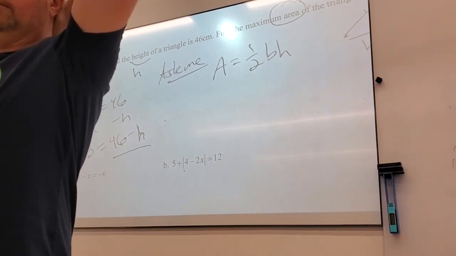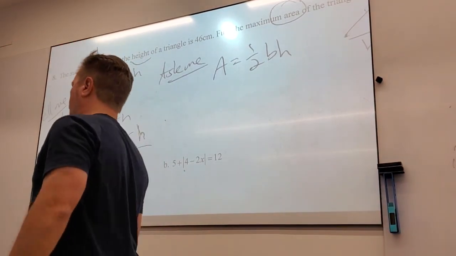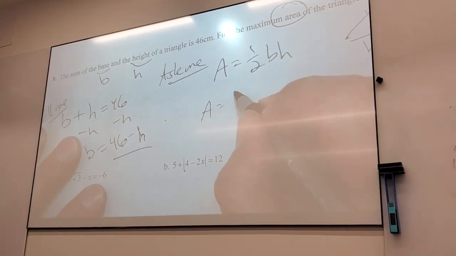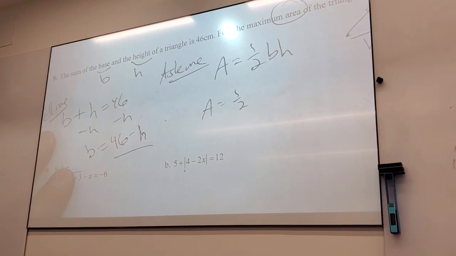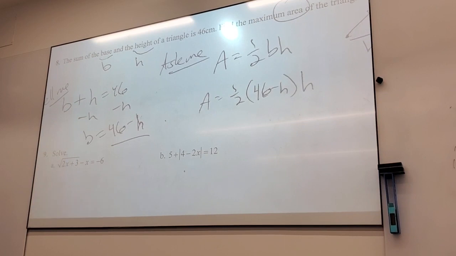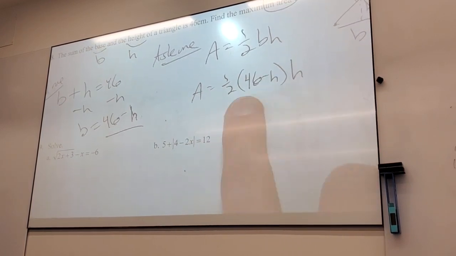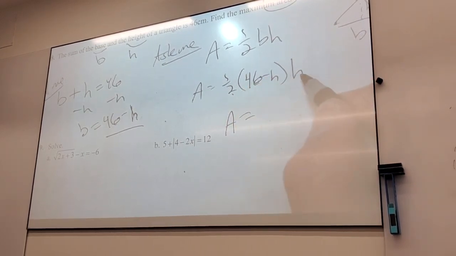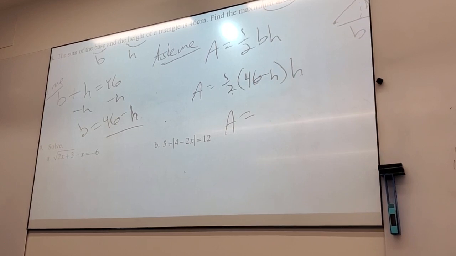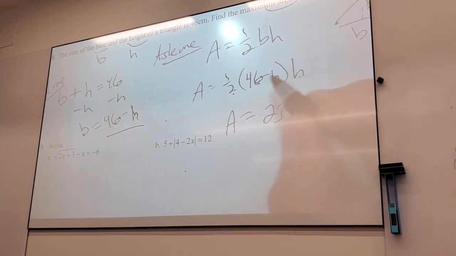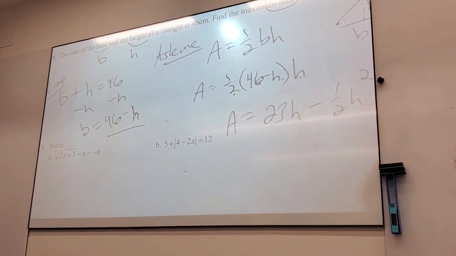Okay. Can I rewrite the area formula now? What can I replace in the area formula? What do we know? We know what B is. What's B? Alright. And then what can you do with this? Distribute it. I can do a half and then times H. So half of 46 is 23, and then times H. Half of H times H is half of H squared.